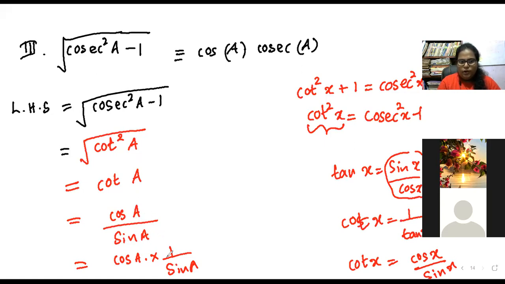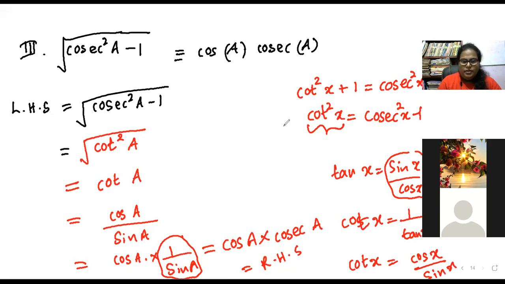Writing cos A into 1 over sin A, or writing cos A divided by sin A, is the same. So we can write this as cos A, and 1 over sin A is the reciprocal ratio. It is cosec A. So our right hand side answer comes like this, right? Is it clear?